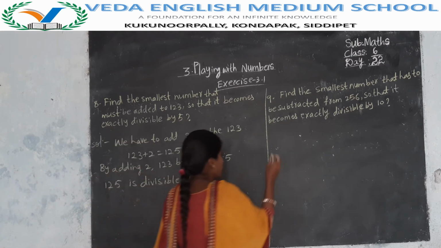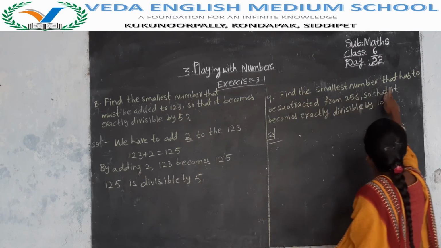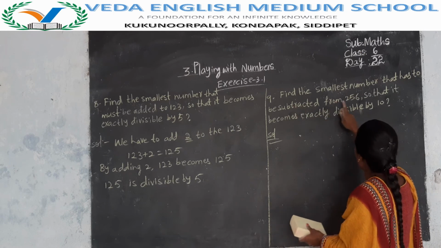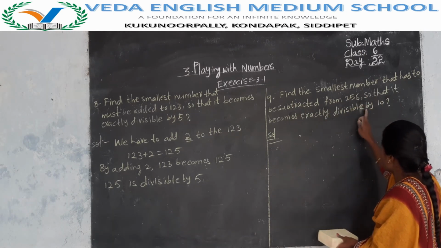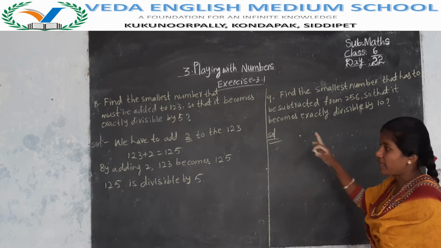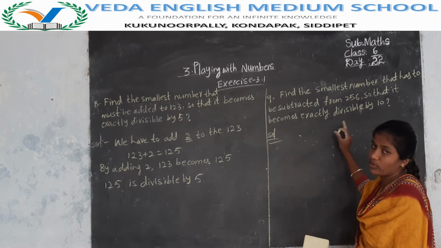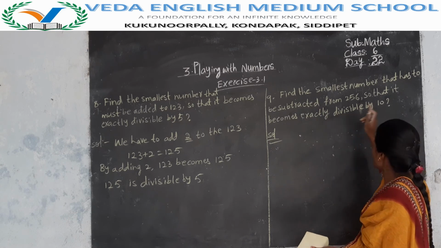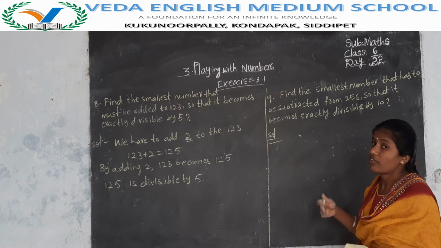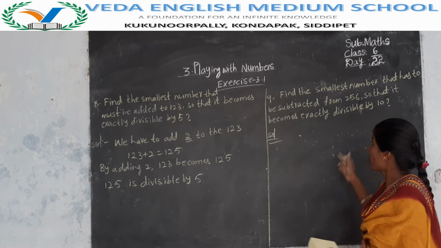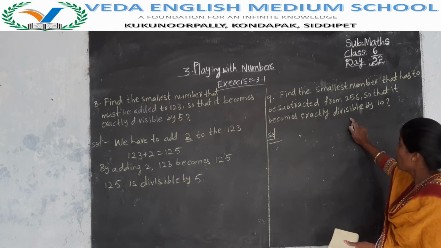Next, ninth question. Find the smallest number that has to be subtracted from 256 so that it becomes exactly divisible by 10. Same like that only. There they are asking, we have to add something. Here they are asking, we have to subtract something. Find the smallest number that has to be subtracted. We have to subtract the smallest number only. Which number we have to subtract from the 256 to be divisible by 10?